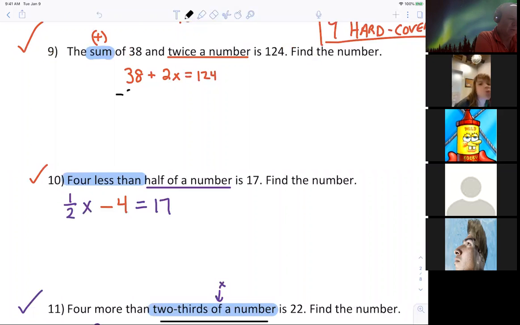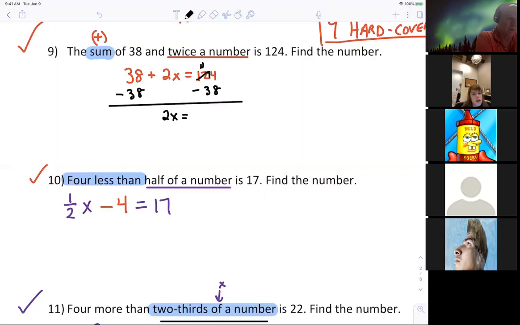So we were supposed to subtract 38 from both sides. So I'm left with 2x is equal to 86. So you're correct. So x is equal to 43. If you got that right, pat yourself on the back, give yourself a big star. All right, and let's move on.